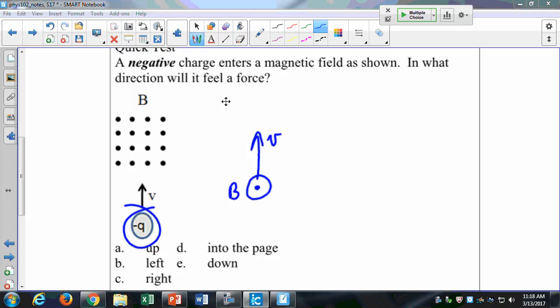So this particle, when it goes into this magnetic field, will follow a path that looks like this. It'll be pulled to the left by that magnetic field. Okay?